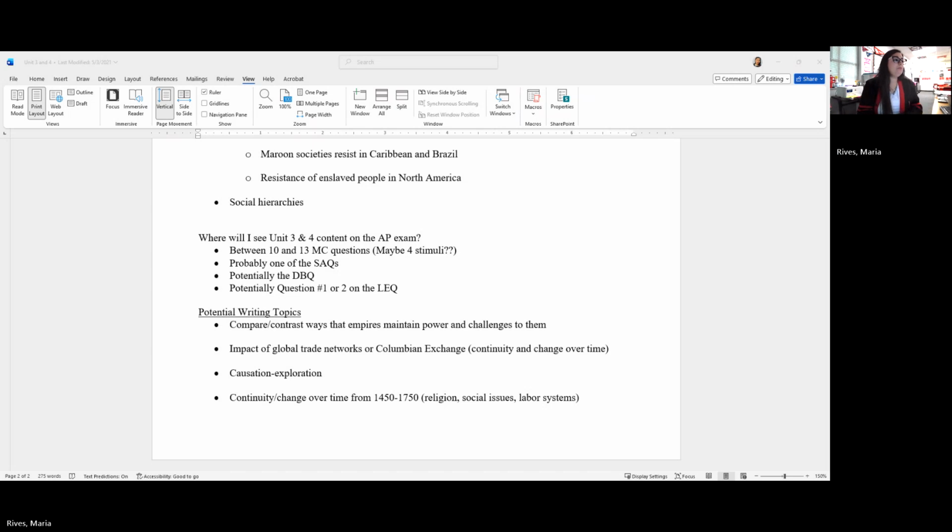There could also be a topic or an LEQ topic about the Columbian Exchange. They've used that several times in an LEQ and once on a DBQ. So knowing impacts of the Columbian Exchange, how it affects Europeans versus Americans versus Africans, or just the impact of global trade. Which again ties into the Columbian Exchange, how the global population increases thanks to new American food crops, but disease spreading affects Native Americans.